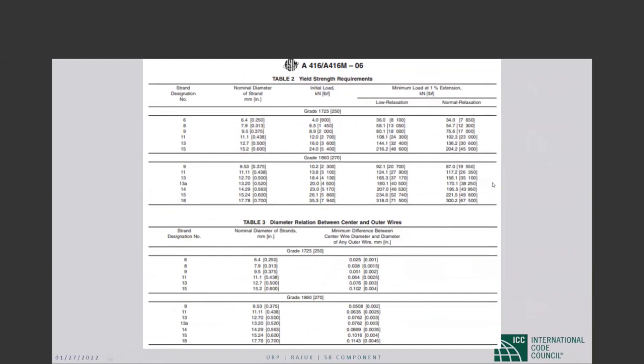So I just want to mention here that the strand designation is in metric. Here they are given. Okay, these are pre-stressing strands. They go from number 6 to number 18, and depend on the grade also. Actually, this is the SI unit, and that's the equivalent US unit. So these are also very useful tables. I have used them in my examples.